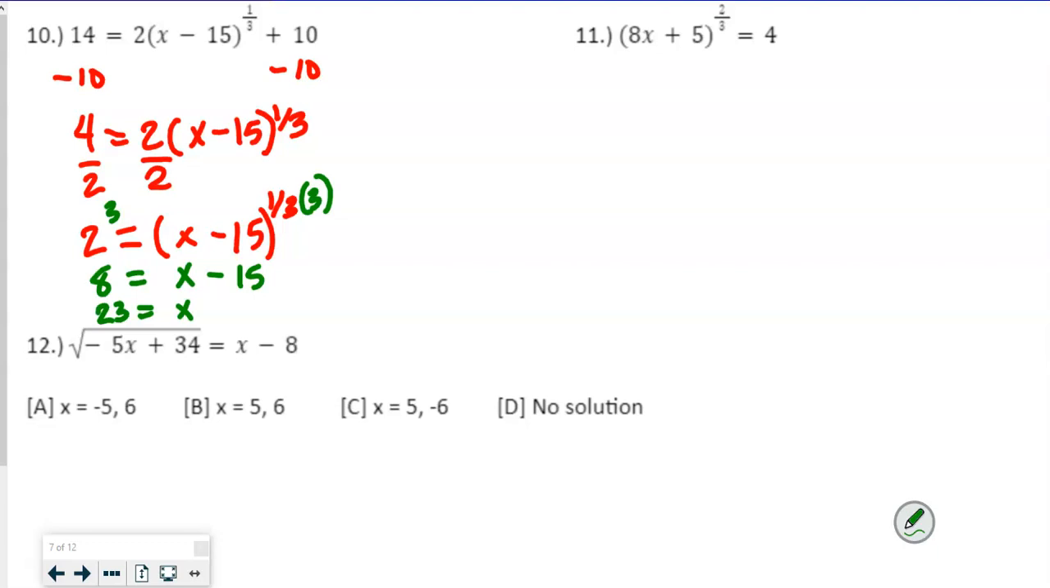2 times 2 is 4, and 4 plus 10 is 14. Okay, so it checks out. Check them, guys. Make sure you do, okay?